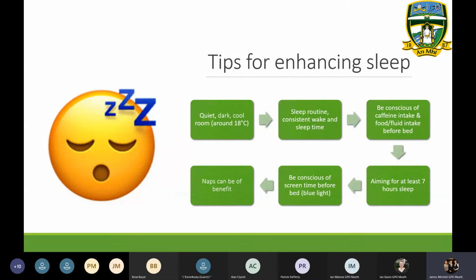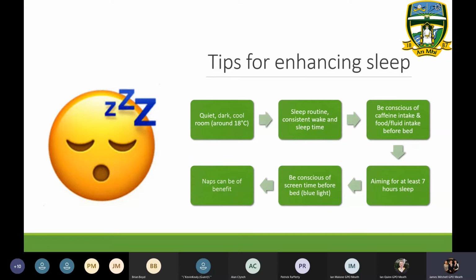So sleep routine is the second one I have. Consistent wake and sleep time. I suppose what this is, is going to bed roughly the same time every night and getting up roughly the same time. If you're fluctuating big time, so you're going to bed at 9:30, 10 some nights, and 12 o'clock other nights, your body is going to be all over the place. So just trying to be consistent with your wake and sleep time is going to give really good results, or a lot better than being all over the place.